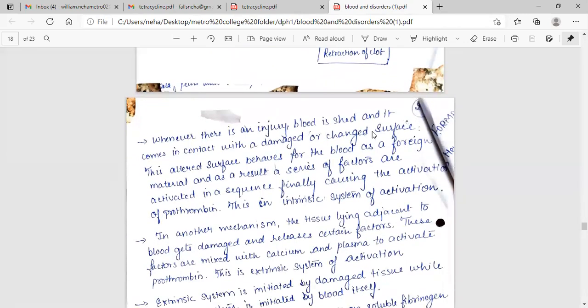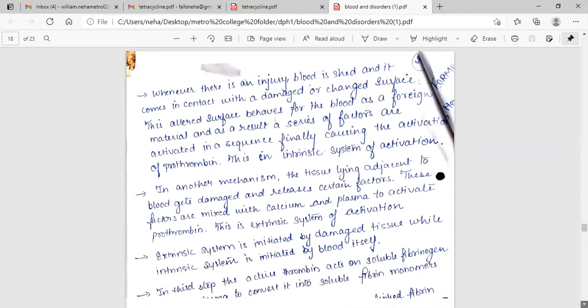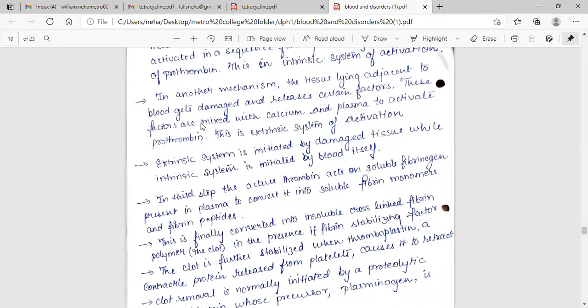Whenever there is an injury, blood is shed and it comes in contact with a damaged or changed surface. This altered surface behaves for the blood as a foreign material, and as a result a series of factors are activated in a sequence, finally causing the activation of prothrombin. This is the intrinsic system of activation. In another mechanism, the tissue lying adjacent to the blood gets damaged and releases certain factors, and these factors are mixed with calcium in plasma to activate prothrombin. This is the extrinsic system of activation. The extrinsic system is initiated by damaged tissue, while the intrinsic system is initiated by blood itself.